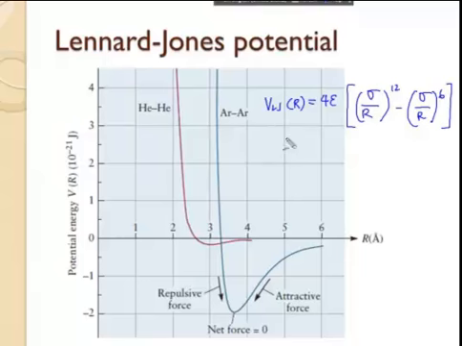Now this equation describes this curve. So it acts as a model to create this curve for different particles that are interacting. Sometimes this potential is called the 12-6 potential. In some other books it is called this way. In the next slide we will examine this curve in detail.